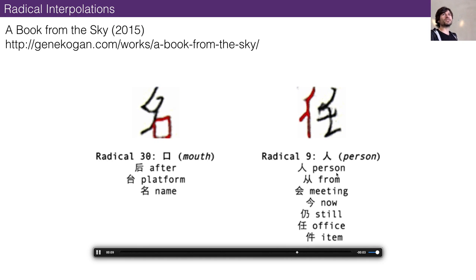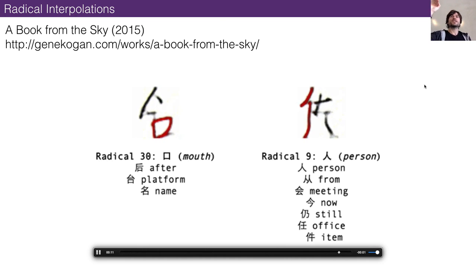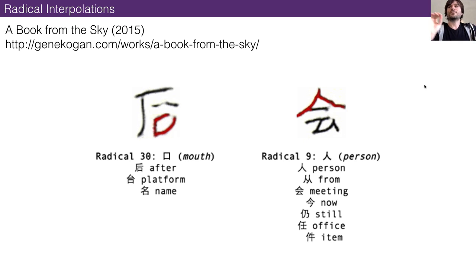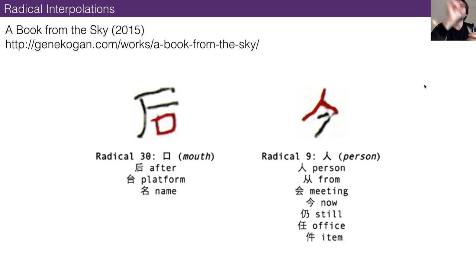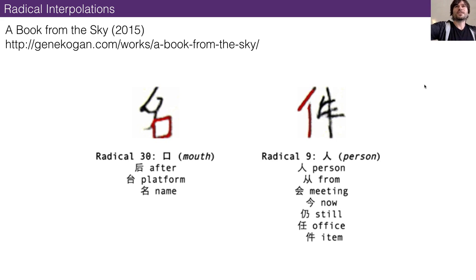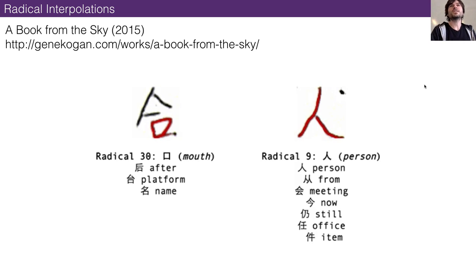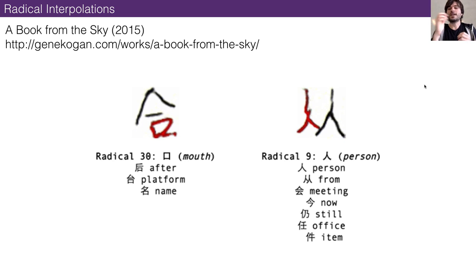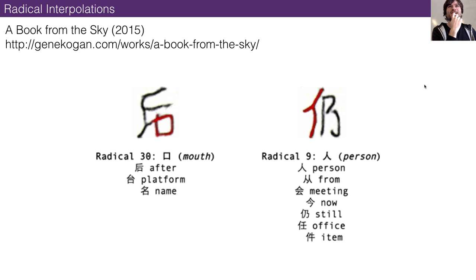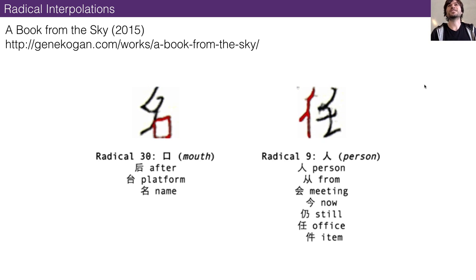And what was really cool about some of these interpolations is that the radicals can actually change shape between different characters. That's just because the way that people have been writing has evolved for a really long time, and so the radicals have deformed over time. But basically, it's amazing how things develop. It's kind of unique in its own way. But anyway, I don't want to get stuck on this project.